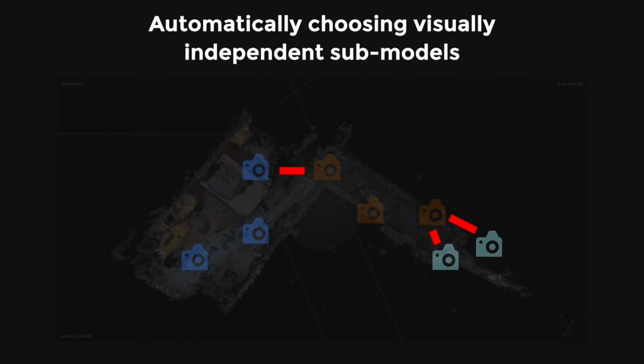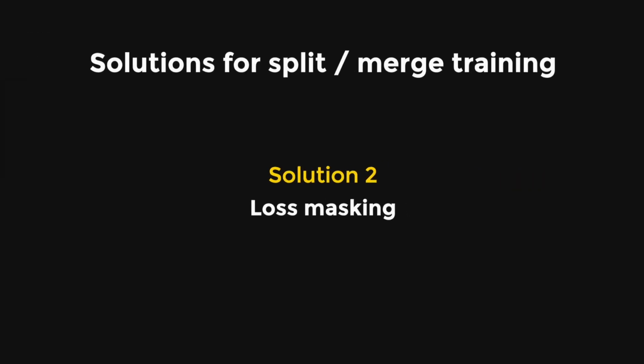For a more general solution, we came up with our second method, loss masking, which theoretically allows for the split and merge training of visually dependent submodels while not causing any artifacts that we've previously seen. In order for loss masking to work, our scene needs to be divided using a mutually exclusive and collectively exhaustive partitioning of Euclidean space to divide our Gaussians, where cameras can be arbitrarily and non-exclusively distributed between groups.